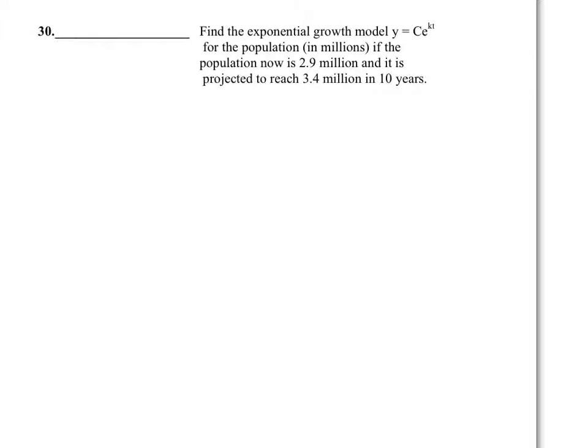Okay, now for the last problem here, we need to find the exponential growth model for this question and then project its population in 10 years. So if the population now is 2.9 million and it's projected to reach 3.4 million in 10 years, that means we need to find k. So let's say y is equal to, okay, it's now 2.9 e to the k, well, and then 10 here. Oh, probably should have put this in as 3.4. Like that. Ooh, that's a really bad 10 over there. Let's write that in. There's a 10.